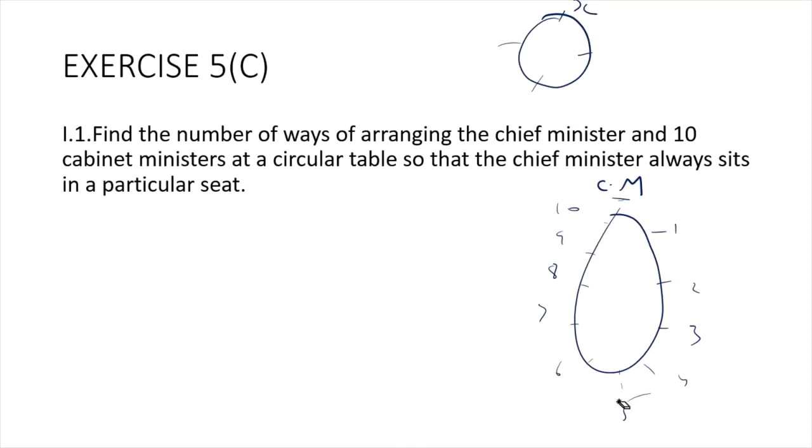So here we are fixing the chief minister. I can fix the chief minister in only one way, because he wants to sit in the special chair. After fixing the chief minister in this special chair, we have these 10 seats. Now I can make these 10 cabinet ministers sit in these 10 chairs in 10 factorial ways. So let me write the hints. The chief minister can be seated in only one way.